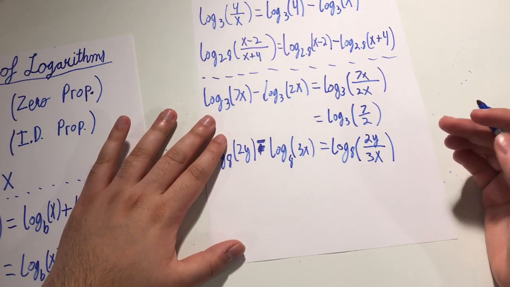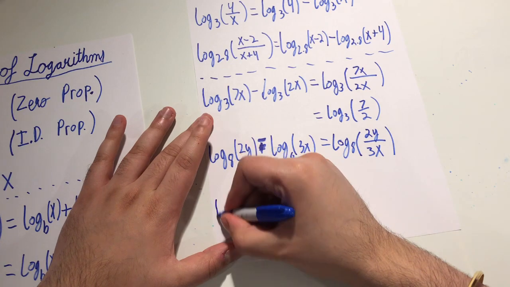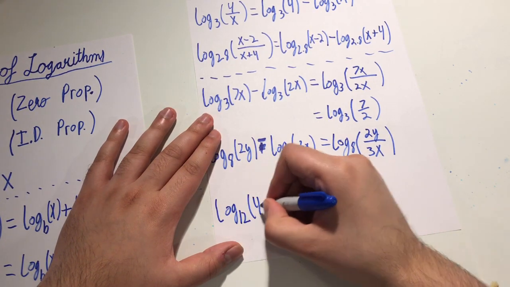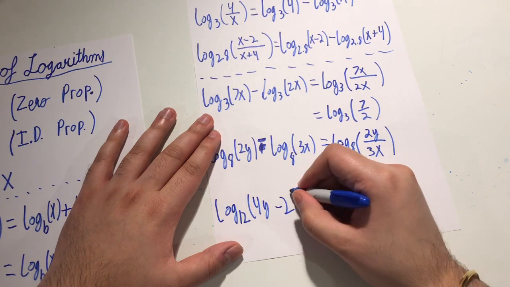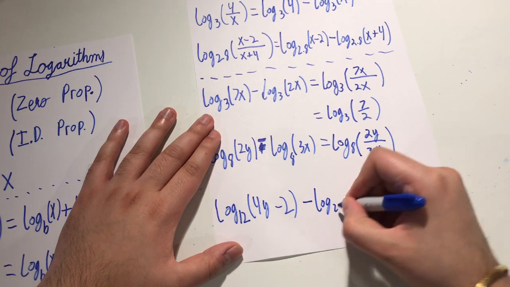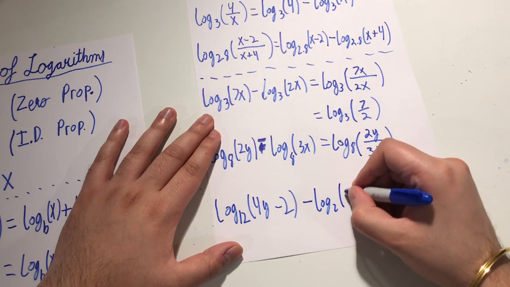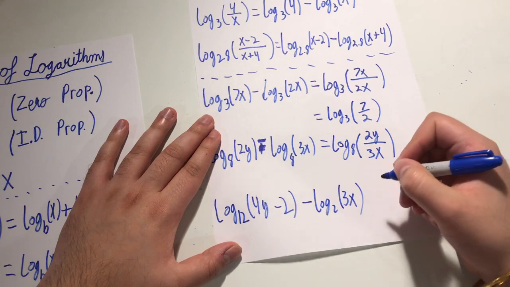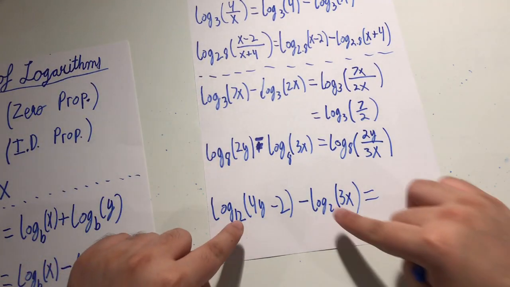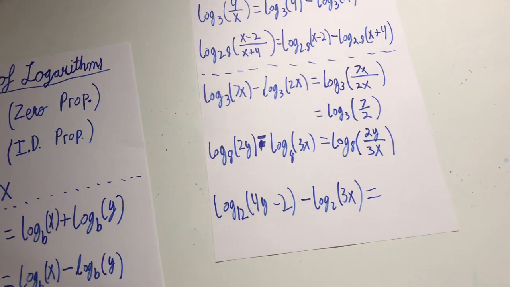And just like the last example I did, to hammer this home, log base 12 of 4y minus log base 2 of 3x, right? What can you do with that? Absolutely nothing. Because their bases are different, you cannot combine them. All right, if you made it this far, you're almost to the end. One more rule to go.